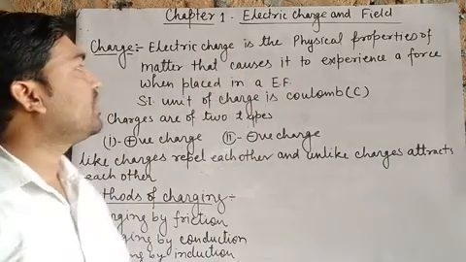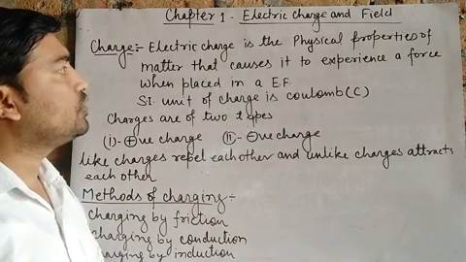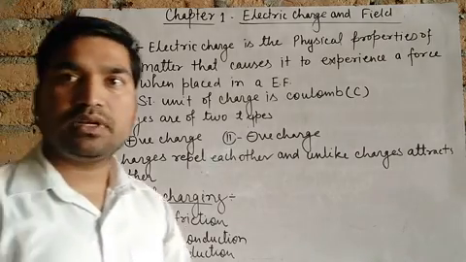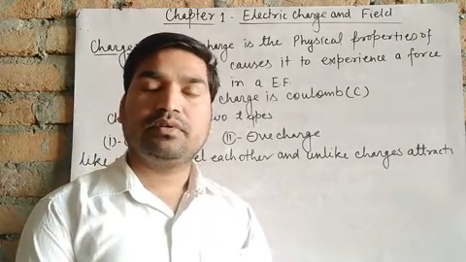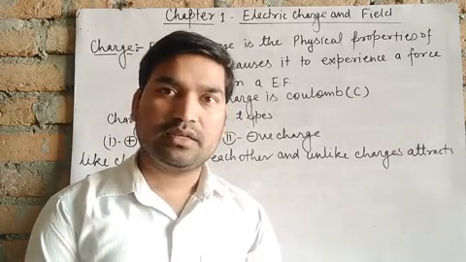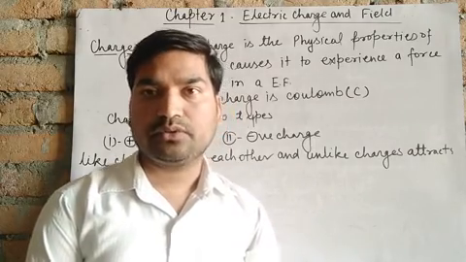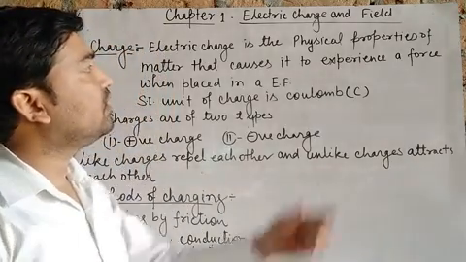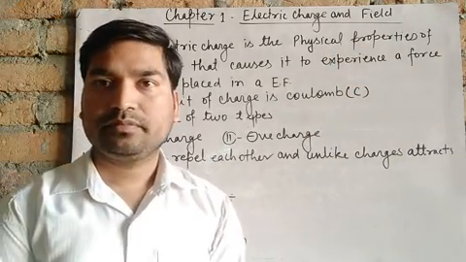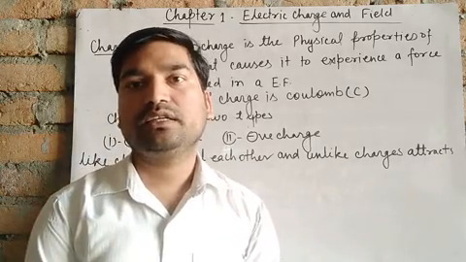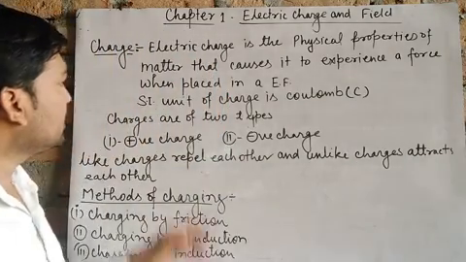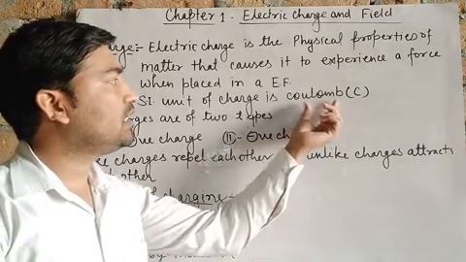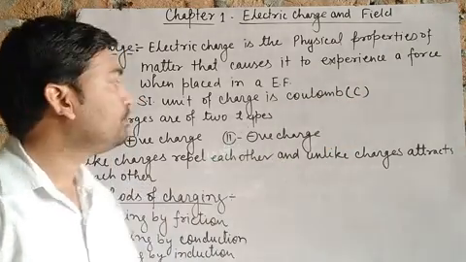Electric charge is defined as the physical property of matter that causes it to experience a force when placed in an electric field. It means whenever you place a charge inside an electric field, it experiences a force. Charge is also a physical quantity in physics. Its SI unit is Coulomb, named after a scientist, and its symbol is capital C.